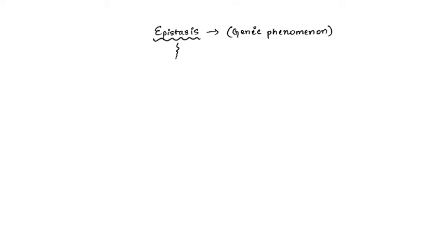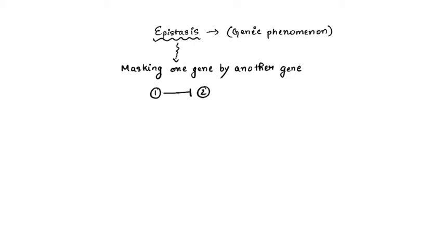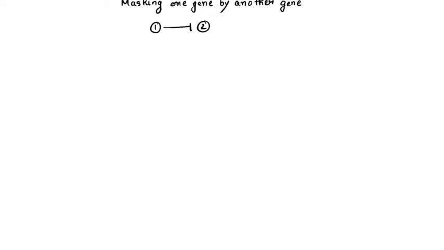Now what epistasis means is masking the effect of one gene by another gene. That is, we have, let's say, two genes, and one gene is masking the effect of another gene. So this is the simple meaning of epistasis. Now epistasis can be of various different types, like dominant epistasis and recessive epistasis. So in this one, let's look at dominant epistasis.